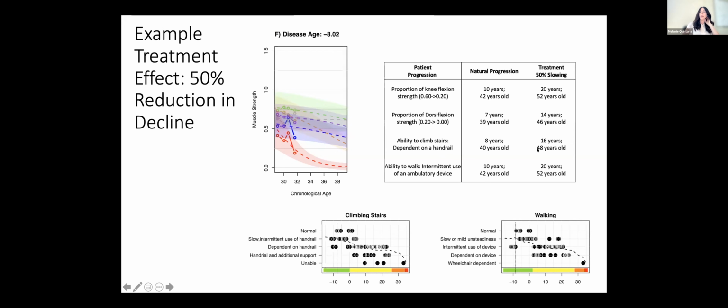And similar for ability to walk, they would need to intermittently use an ambulatory device 10 years from now under natural progression, and that would be more like 20 years from now if they were given this treatment. So this is just to give you some intuition and understanding of what this 50% slowing would actually mean.